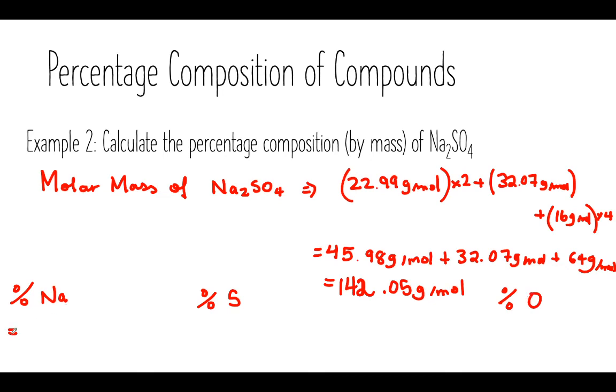So the same calculations as before. 45.98 grams per mole divided by 142.05 grams per mole times 100%, and that will give me 45.98 divided by 142.05 times 100, which is 32.37%.